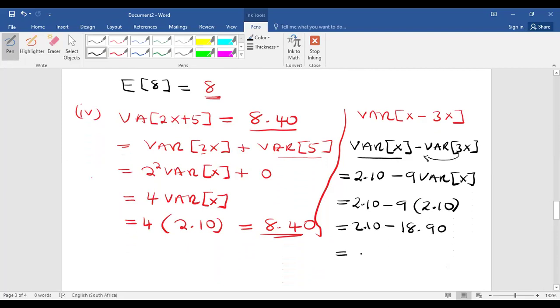What are we getting? Negative 16.80. So that is what was expected of you to do. Any questions?